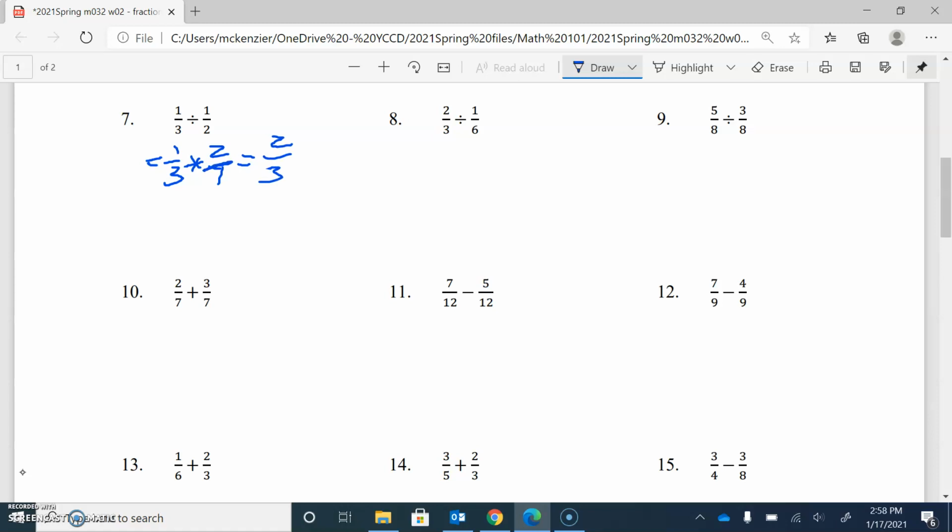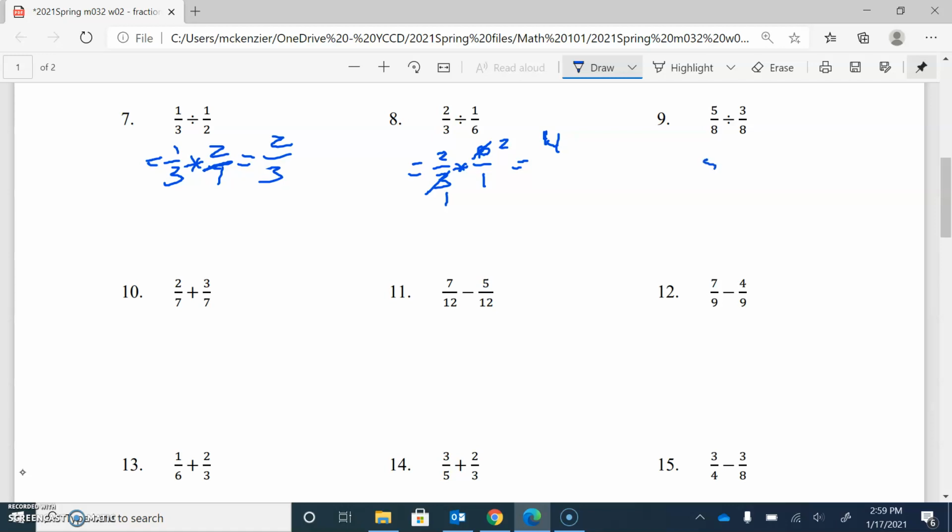For problem number 8, it looks like we should reduce, and we will, but only after we turn this into a multiplication problem. So 2/3 times 6/1, then the 3 and the 6 reduce, so we get 4/1, or you could just say 4. You don't need to write the over 1 if you want, because any number can be written as a fraction if the denominator is a 1.